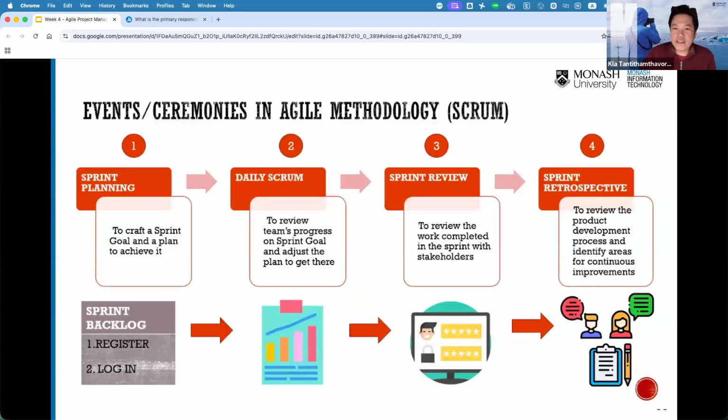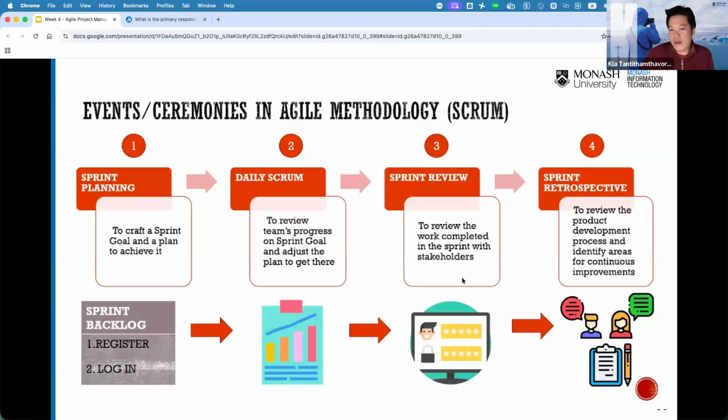Different ceremonies have different purposes. First, for sprint planning, basically you craft a sprint goal and a plan that you really want to achieve by the end of the sprint. For daily Scrum, every morning you have a Scrum meeting and review the team progress, whether everyone is aligned and we are on track with the sprint goal or not. Otherwise, we can make some adjustments.